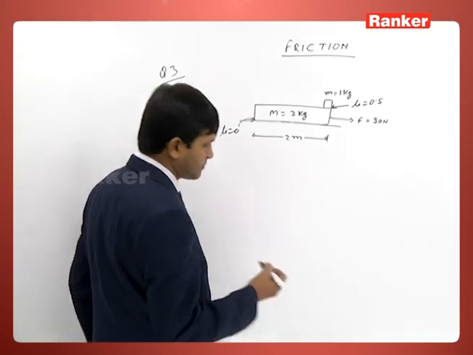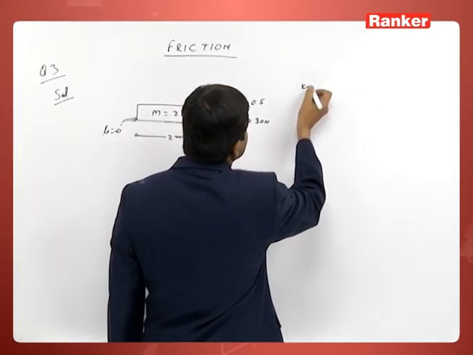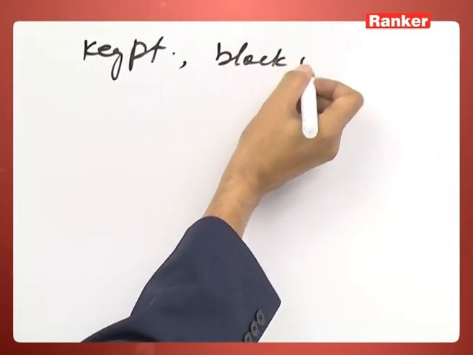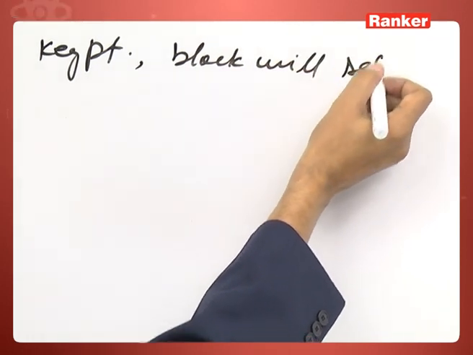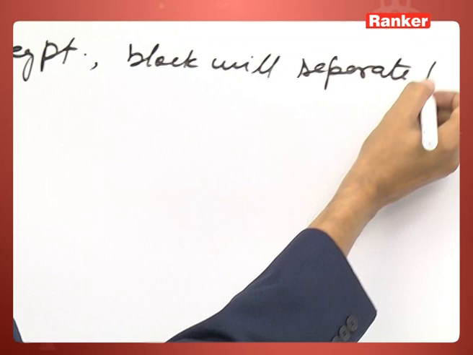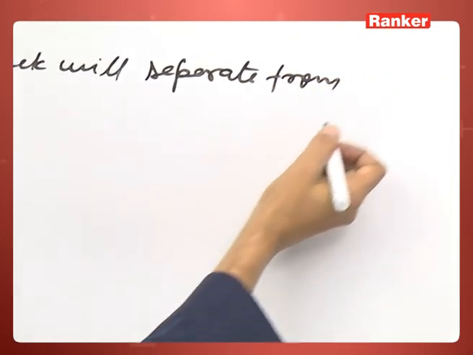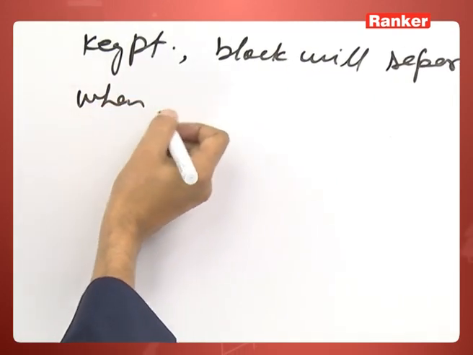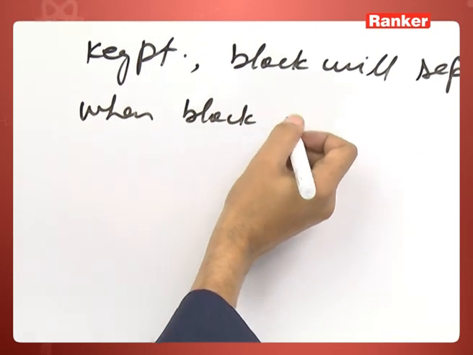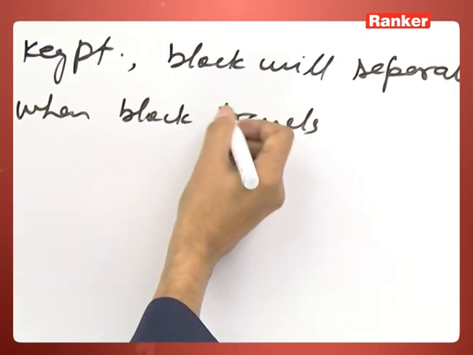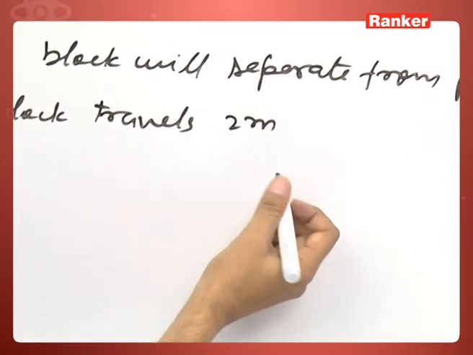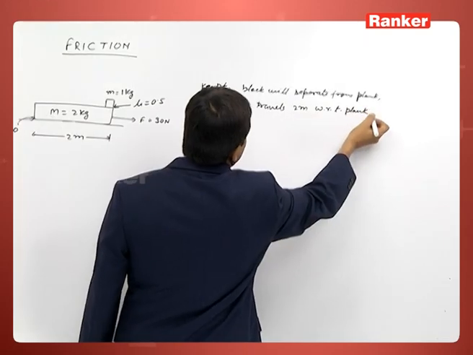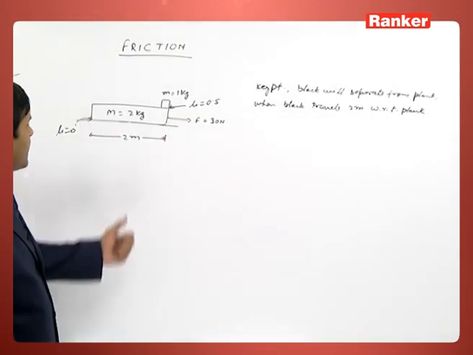The first important key point is this: the block will separate from the plank when the block travels 2 meter with respect to the plank. Block travels 2 meter with respect to plank.